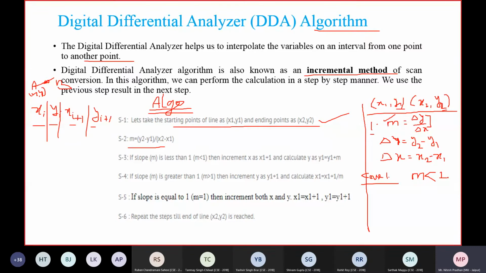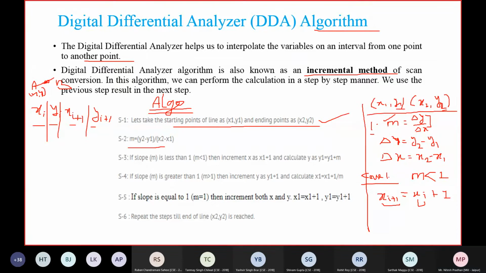So guys, if your m is less than 1, it means slope is less than 1, you have to increase your next coordinate, I mean x coordinate, by 1. So in this equation, please see what it is. xi plus 1 is nothing but the next coordinate.